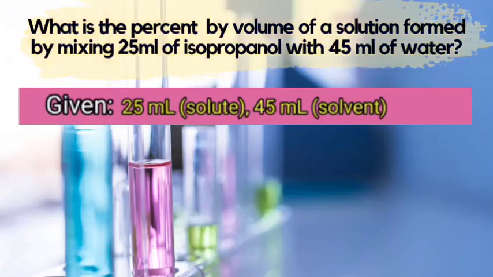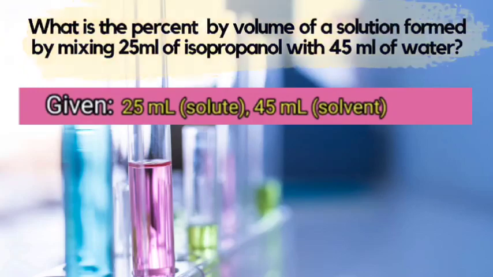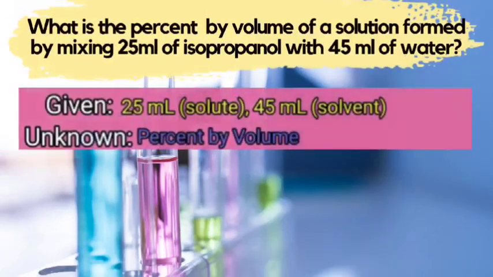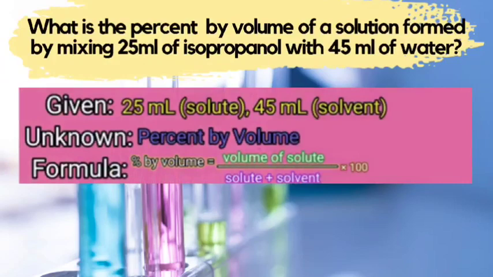So first, let us identify the given. The given is 25 ml of solute and 45 ml of solvent. And of course, the unknown is percent by volume. Now, the formula we are going to use is percent by volume equals volume of solute all over the sum of the solute and the solvent multiplied by 100.